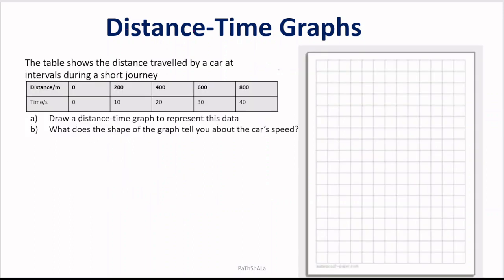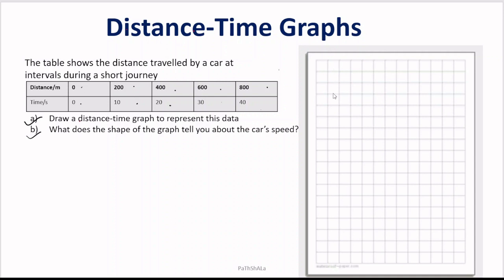So let's test our knowledge by taking an example. The question says the table shows the distance traveled by a car at intervals during a short journey. So we have distance traveled in meters and time in seconds. When the distance is 0, time is 0. Distance is 200 in 10 seconds, 400 in 20 seconds, 600 meters in 30 seconds, 800 meters in 40 seconds. We have to draw a distance-time graph to represent this data, and we have to tell the shape. What does the shape tell about the car's speed?